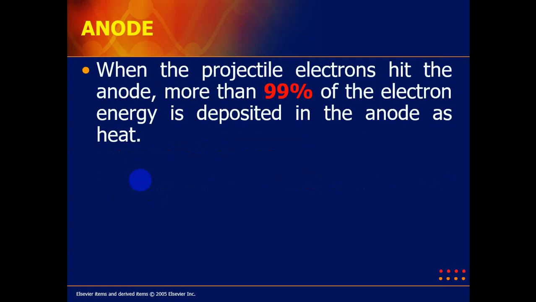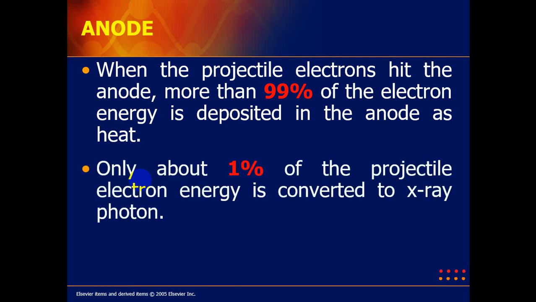When the projectile electrons hit the anode, more than 99% of the electron energy is deposited in the anode as heat. And 1% is X-ray. Only about 1% of the projectile electron energy is converted to X-ray. Imagine, 99% is heat and only 1% is converted into X-ray photons.